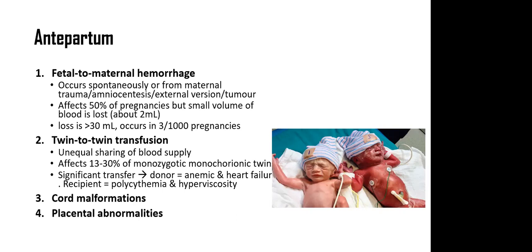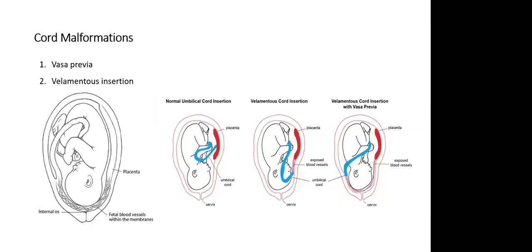The other causes of antepartum hemorrhagic anemia are cord malformation and placental abnormalities, which I will explain later. Next. In cord malformation, we have vasa previa and filamentous insertions.